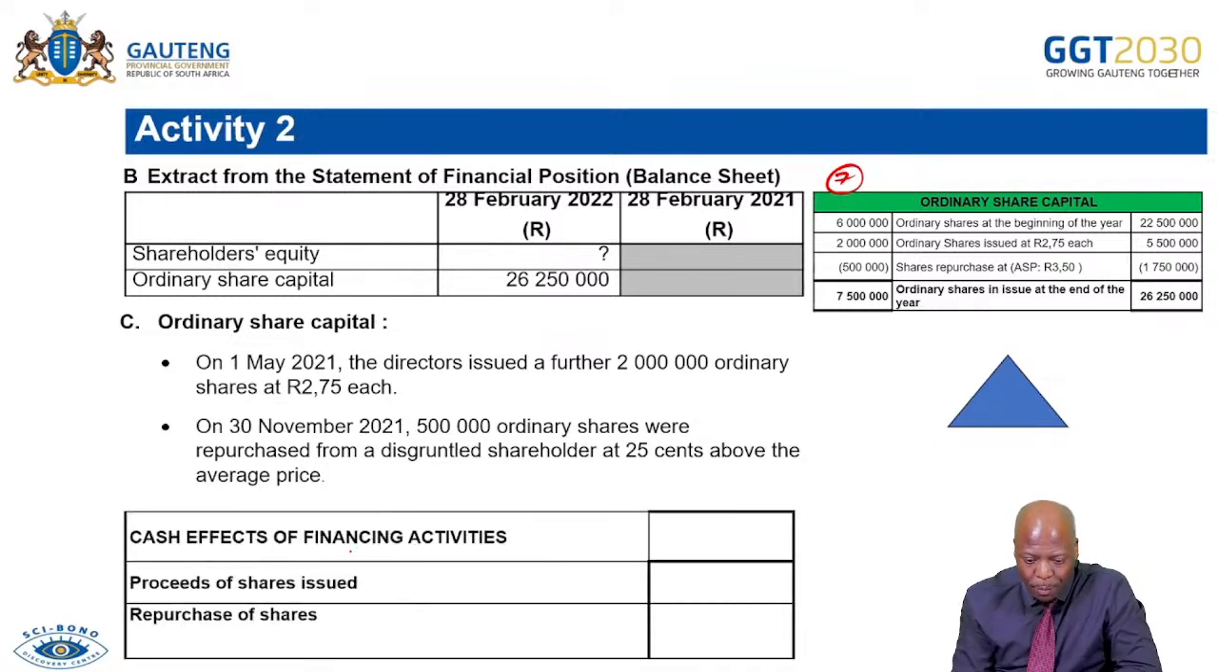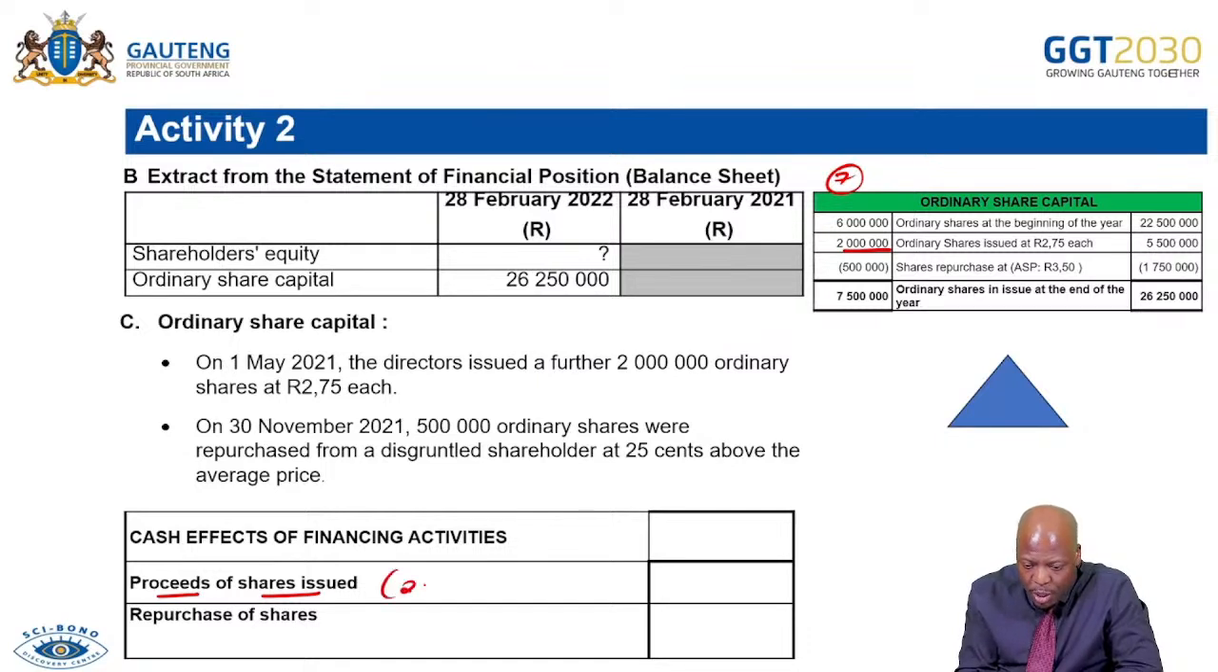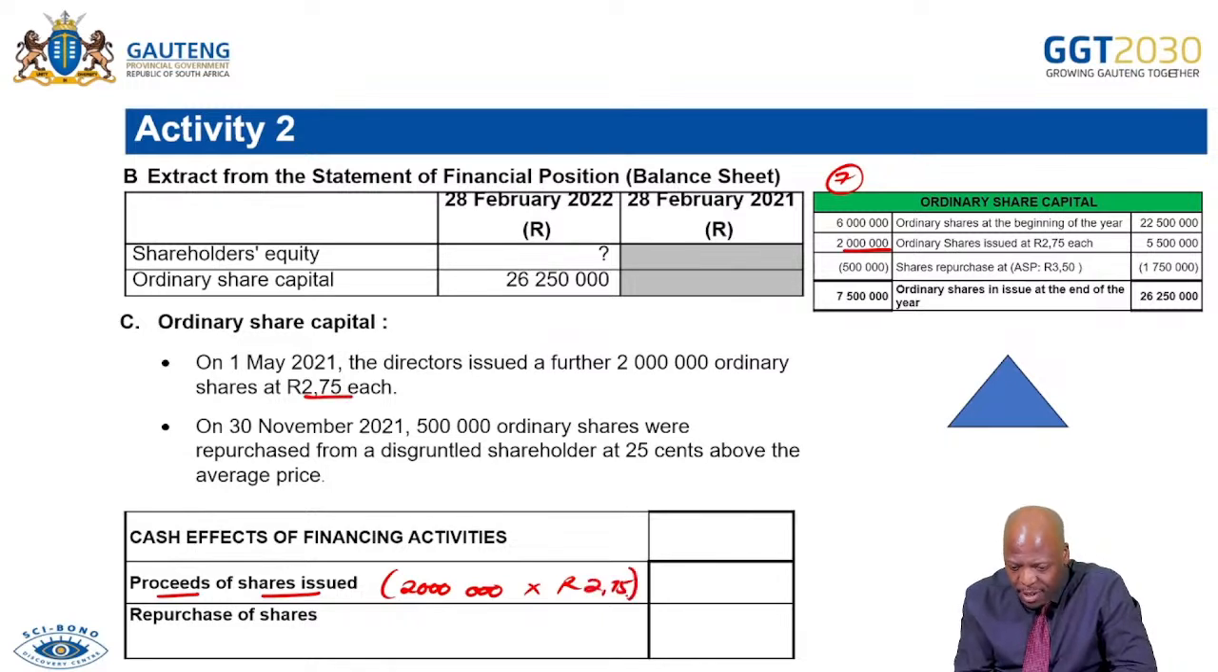When we issue shares, we must record the proceeds from the shares issued. How many shares did we issue? 2 million. So we say we issued 2 million ordinary shares. At what price did we issue these shares? At 2.75. How much do we then get? 5.5 million, 5,500,000. Is it a cash inflow or a cash outflow? It is certainly a cash inflow. So we have your 5.5 million, which is a cash inflow.